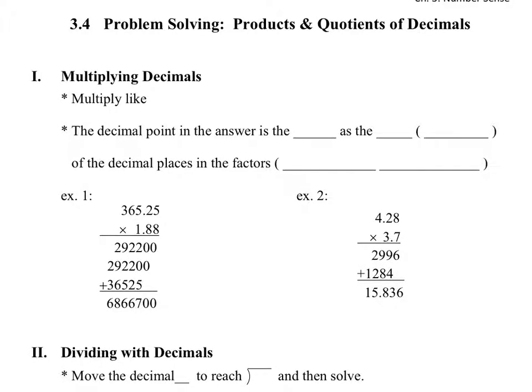So multiplication and division. This is problem solving with products and quotients. Products are multiplication, quotients are division, of decimals.